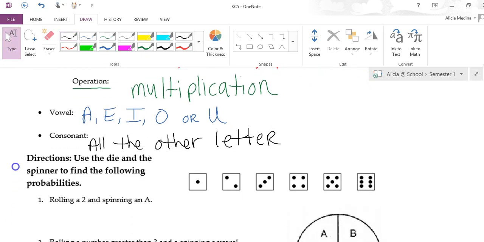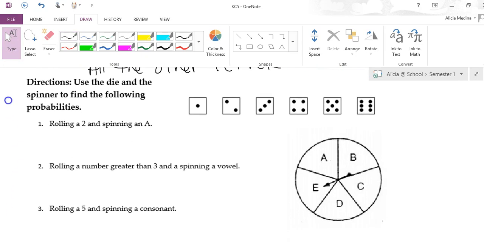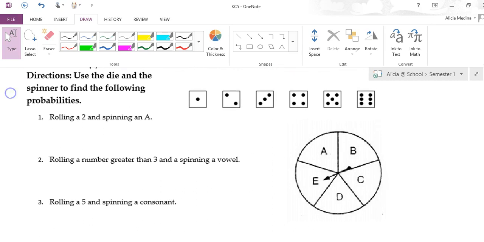Alright, so now we're going to be doing 2 things at once. So last video was just the probability of one thing occurring. Now we're going to be talking about 2 things happening. So the first thing is read the directions. What we're doing here is we're using the dice. So again, it has 6 sides. And then we're going to spin the spinner that has some letters on it.